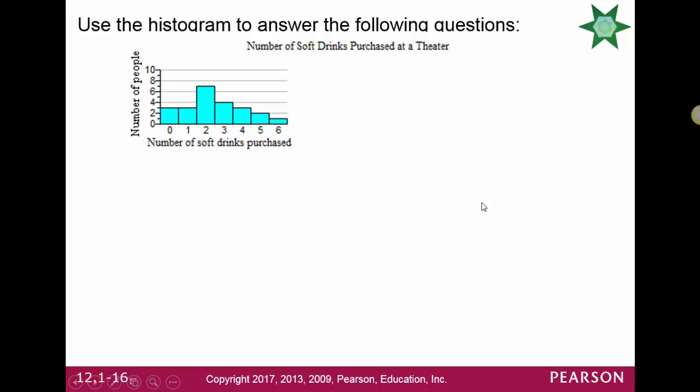Use the histogram to answer the following questions. The histogram shows us the number of soft drinks purchased at a theater, and we see it goes from 0 to 6. The height of the bars here tell us the frequencies, and notice the bars in a histogram touch. How many people were surveyed?